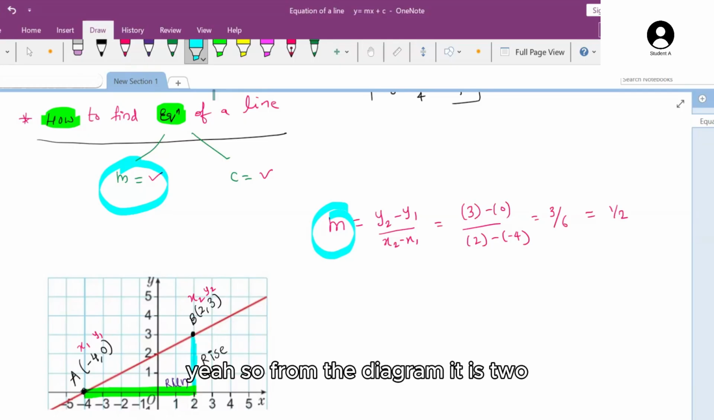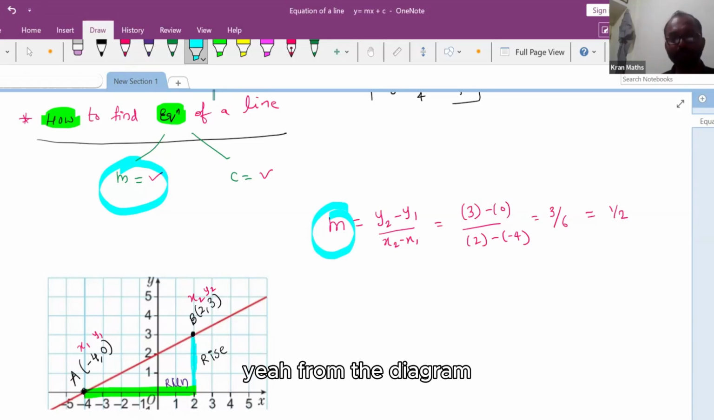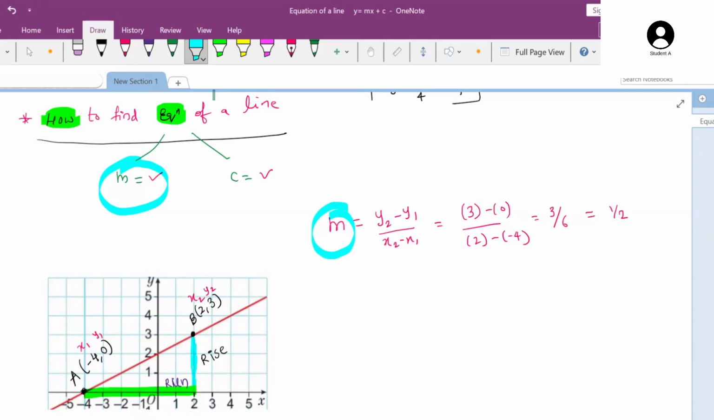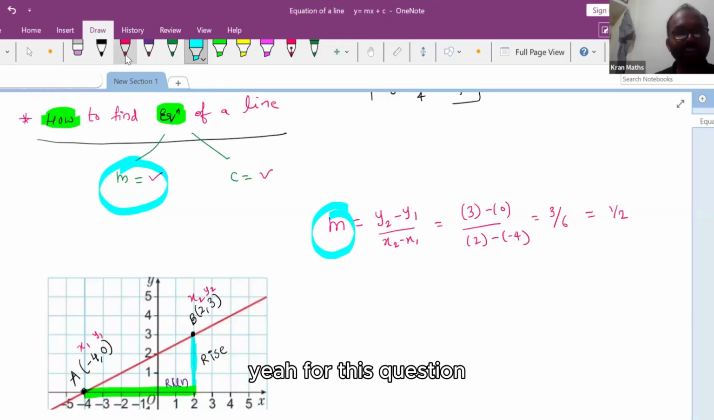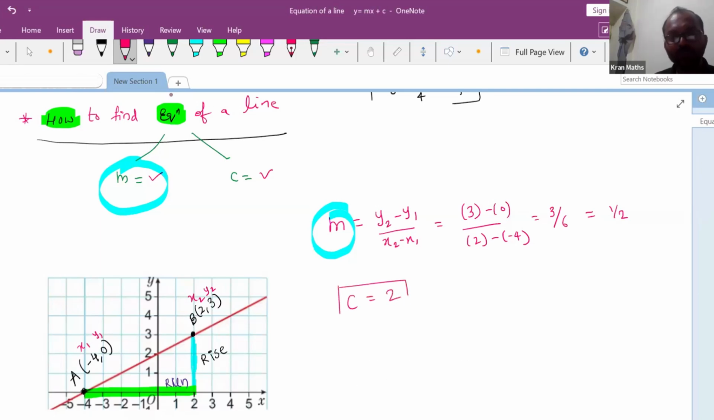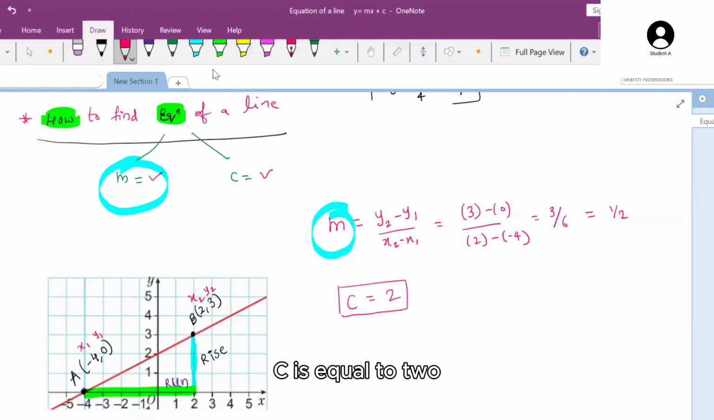From the diagram, it is 2. What if the diagram is not given? For this question, let me take it from the graph. From the graph, c is equal to 2.